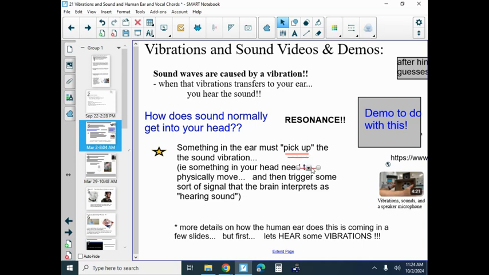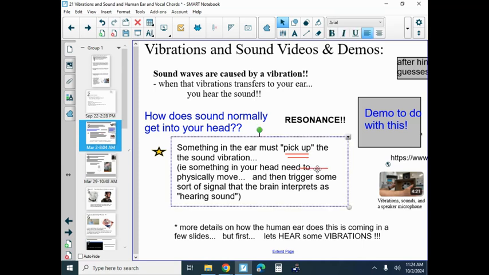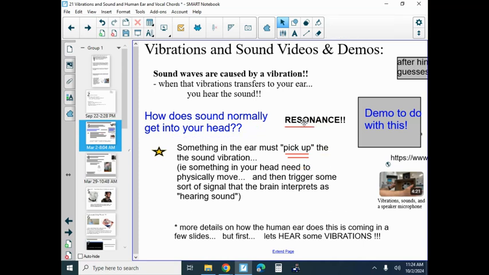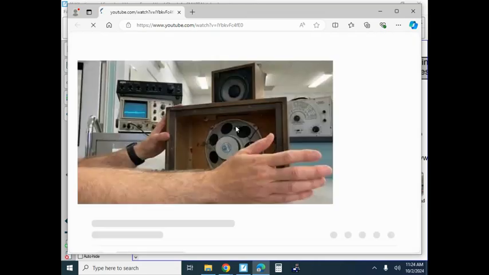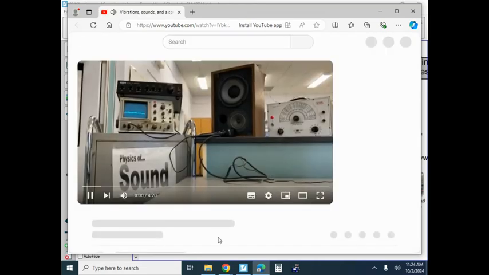So there's a part of your human ear that resonates with sound waves, and then that vibration works its way through your ear anatomy, and you eventually hear it. Okay. So more details on how the human ear does this are coming in a few slides. But yeah, we're going to hear and look at some vibrations that we can hear. So the demonstration here, I made this video and posted it up.